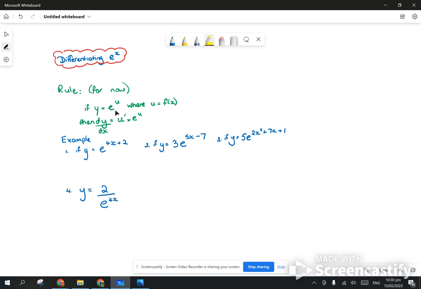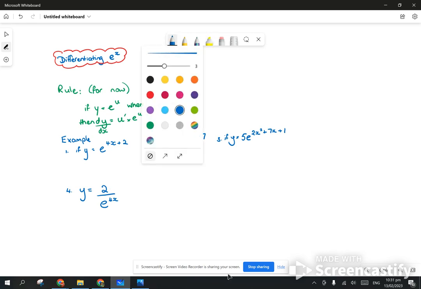If you've got y equals e to the u, and that's where u is some function of x. So instead of just being x, it could be something like 4x plus 2, or 5x minus 7, or 2x plus 7, 2x squared plus 7x plus 1. So e has a power, and in this case the power is some function of x. When you derive it, you need to derive the power and put it in front, and then times by whatever the original function was. So we can have a go at doing these ones, and then we'll give you some exercises to do.